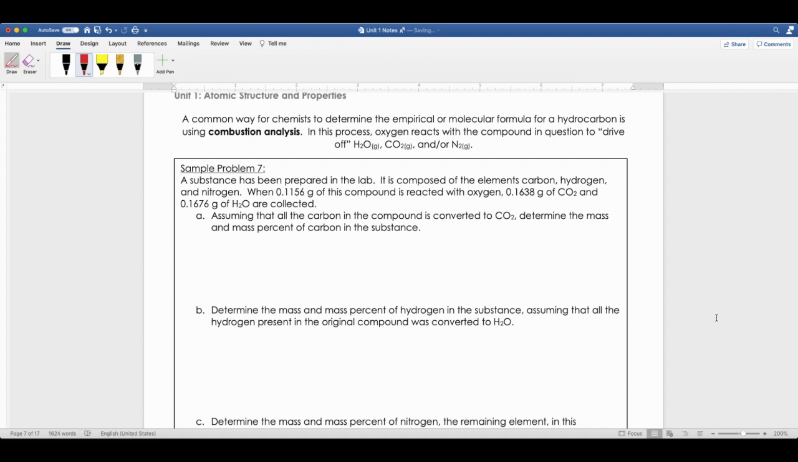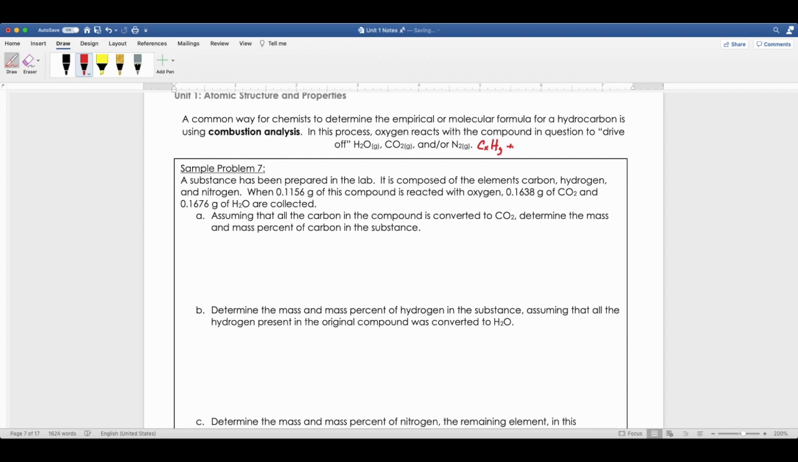So a common way for chemists to determine the empirical or molecular formula for a hydrocarbon is using combustion analysis. And in this process, oxygen reacts with the compound in question to drive off, which means it's producing water, carbon dioxide, and nitrogen. So remember, a hydrocarbon has some amount of carbons, some amount of hydrogens, and a lot of times some amount of oxygens as well.